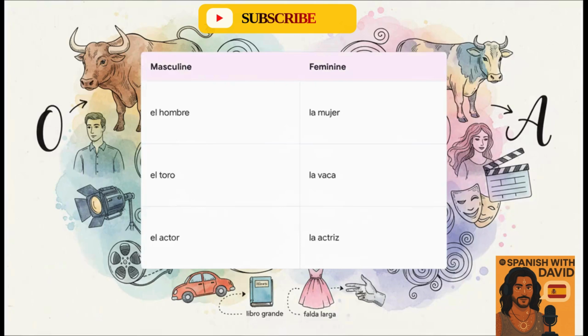Simple, right? And then, just to keep things interesting, there are a handful of nouns that have completely different words for the masculine and feminine forms. These are just total one-offs you have to memorize, like el hombre for man and la mujer for woman, or el toro for bull and la vaca for cow.